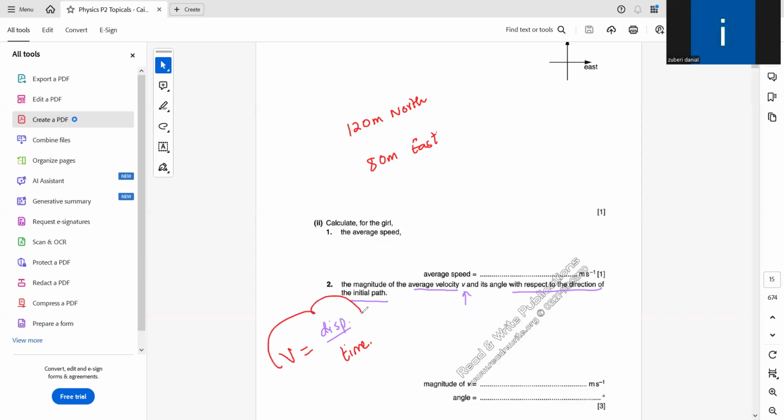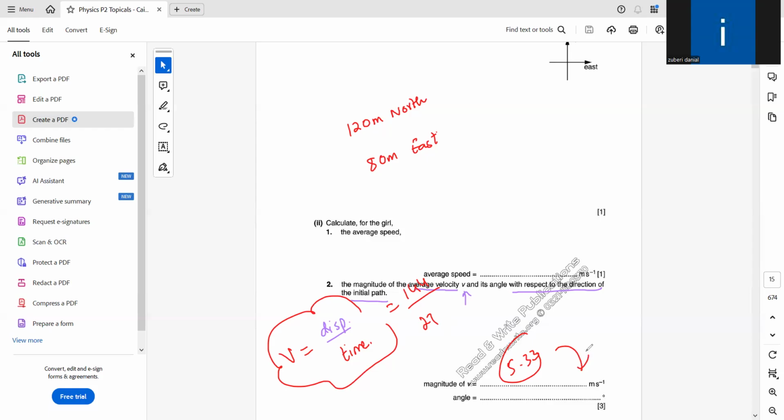So it would be 144 displacement. And how is that so? 120 squared plus 80 squared, whole square root. Yeah, that's correct. So displacement would be 144 meters, and total time that was around, I think, 27. Yes, 27. So 144 divided by 27 is going to be 5.33 meters per second. You get this? That's the magnitude.